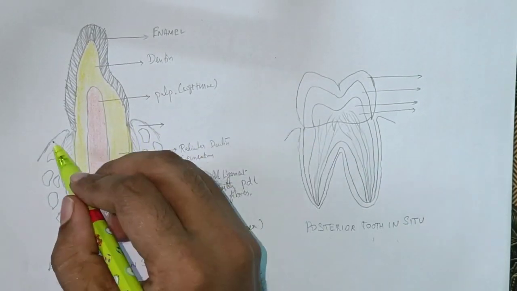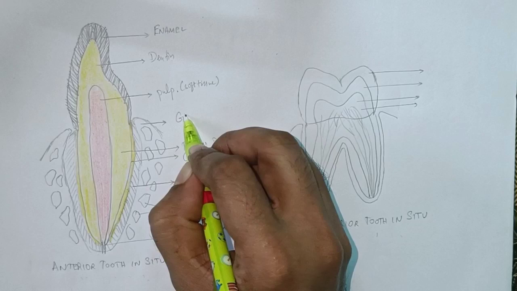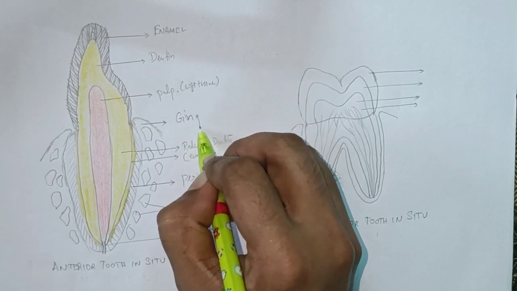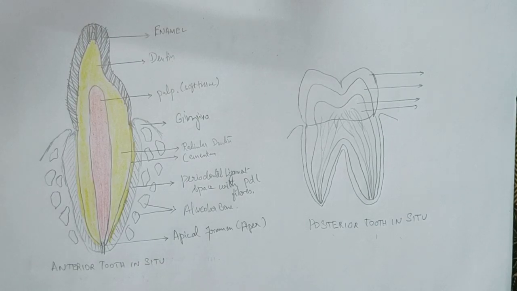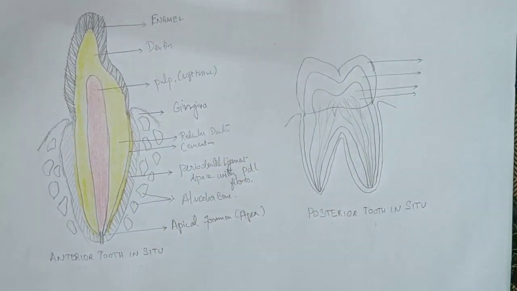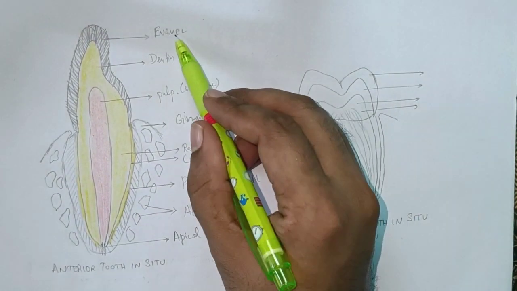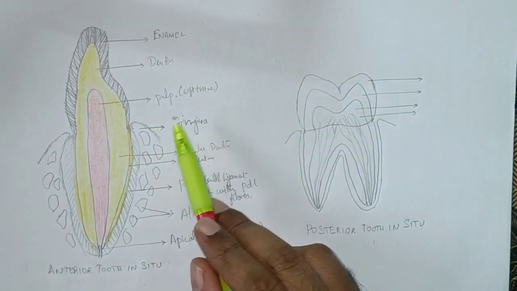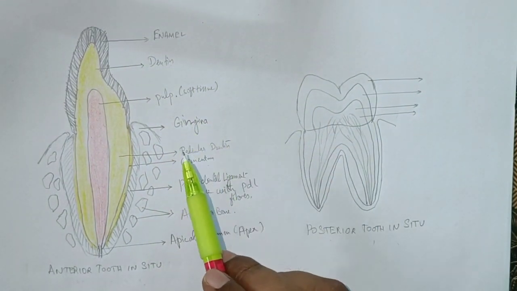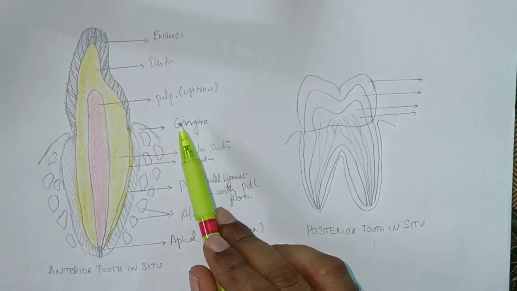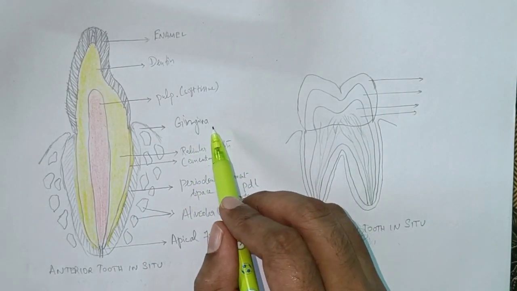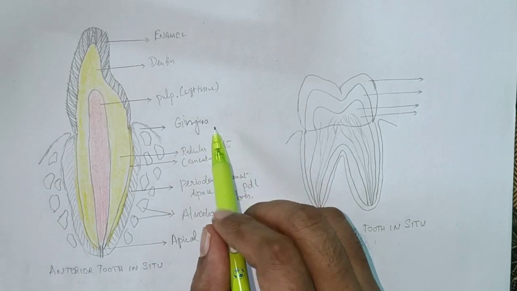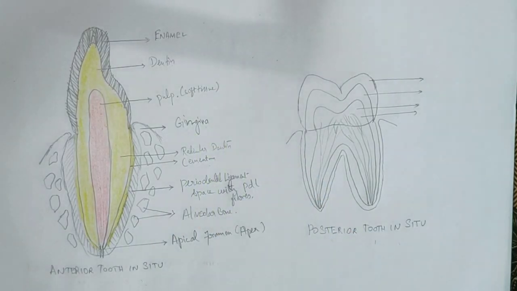And the final one is gingiva. This is called gingiva, which covers the neck portion of the tooth. When you see your tooth in the mirror, you can see the tooth enamel, as well as at the neck portion of the tooth you can see the pink hue of the gingiva.